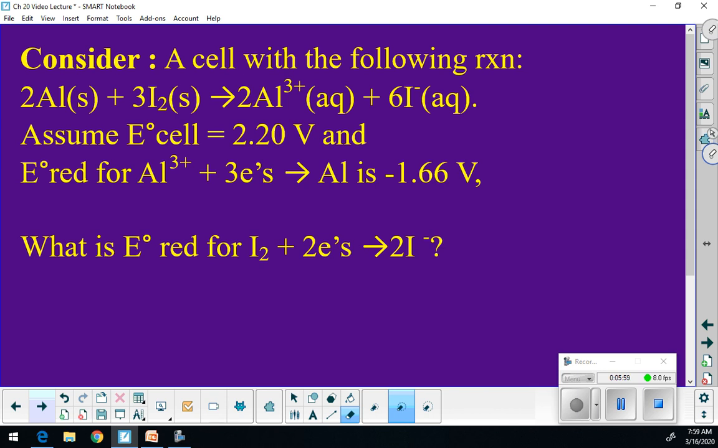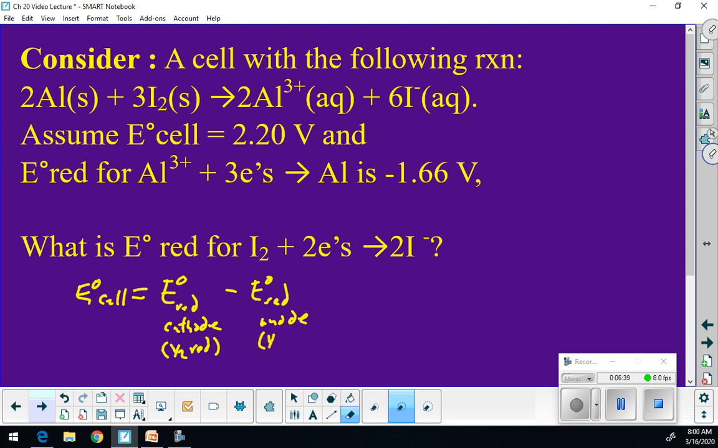What am I going to do here? I look at this thing and I say, it's not exactly what I did before. What might I do? Well, they give me the standard cell potential, and what do I know? I know that my E cell is going to be equal to the standard reduction potential for whatever's happening at the cathode, which would be also whatever is my half reduction cell, minus E reduction at the anode, right?